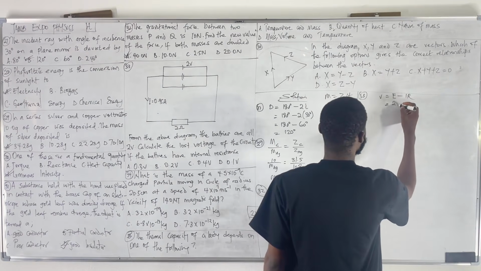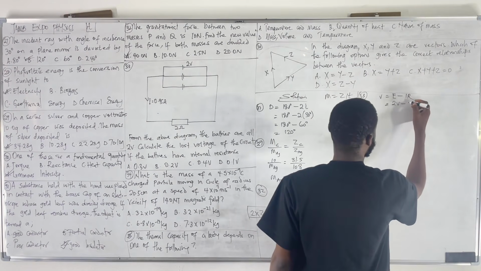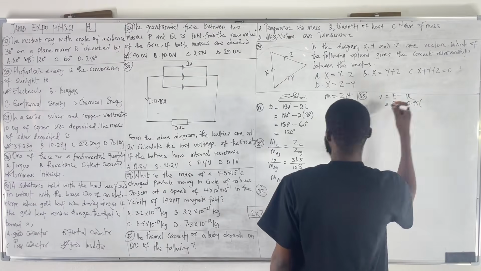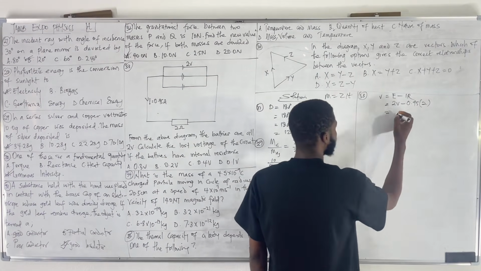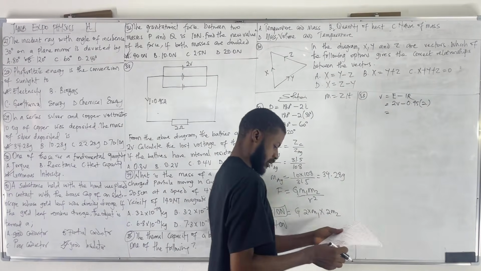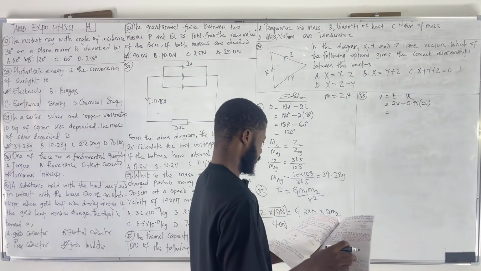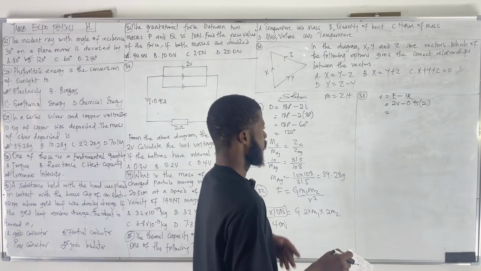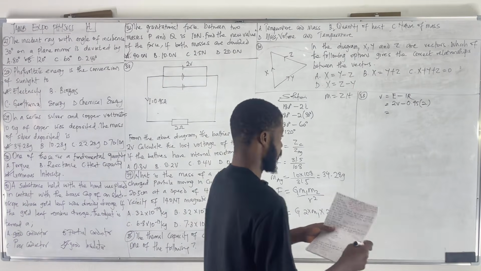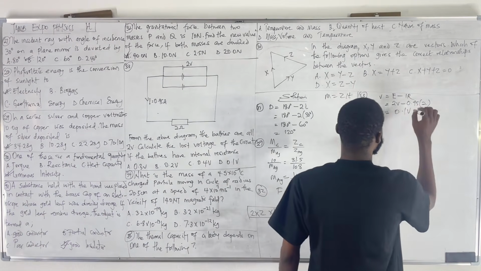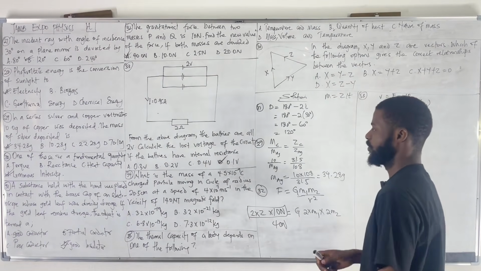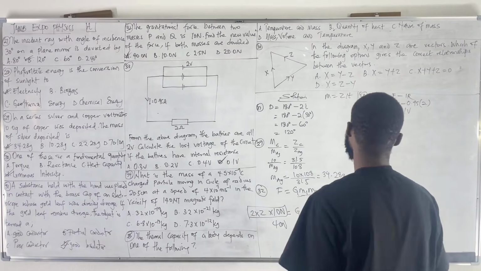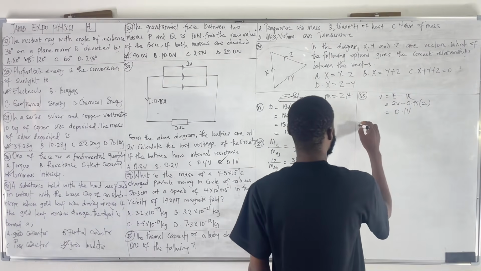So our E is 2 volts minus, we have I as 0.95 times R, which is 2. So this will become, hold on, I just want to get the answer straight. 0.1 volts. So that would be the answer. That would be the lost voltage, 0.1 volts. Okay, number 34.